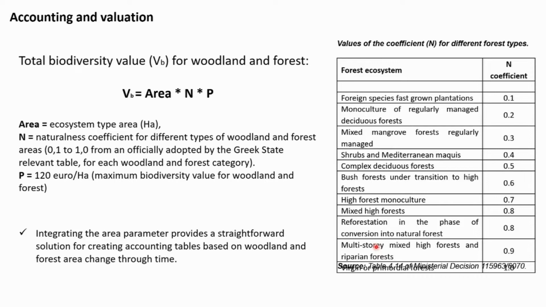Then we did an accounting and evaluation using this equation about the total biodiversity value for woodland and forest, where A is the ecosystem type area, N is the naturalness coefficient for different types of woodland and forest areas, which means that we are not using only the general ecosystem, but we continue on the subcategories of the ecosystem types: conifers, deciduous oak forests, etc. And then we have also this value.